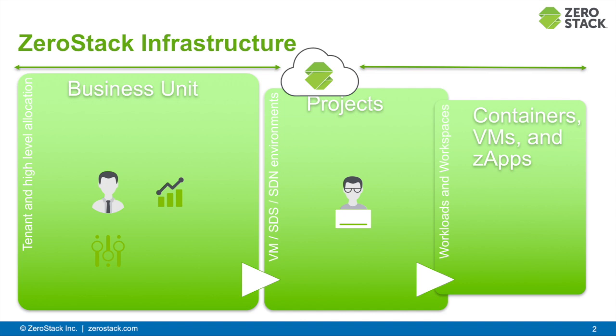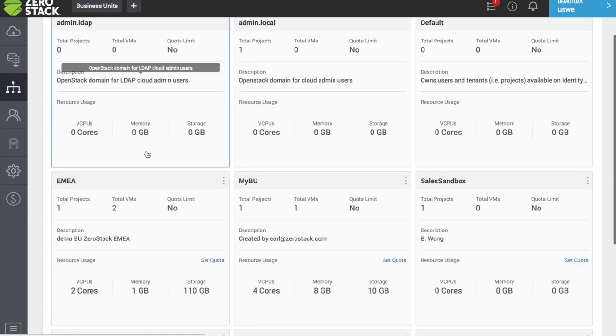In addition, we can monitor activity inside of a business unit, such as consumption of vital resources, alerts, and alarms. Every ZeroStack implementation must have at least one business unit to function. Let's examine a sample business unit in the ZeroStack interface.